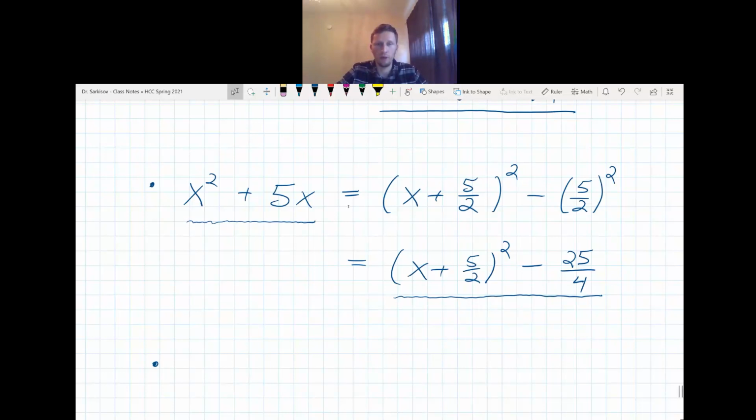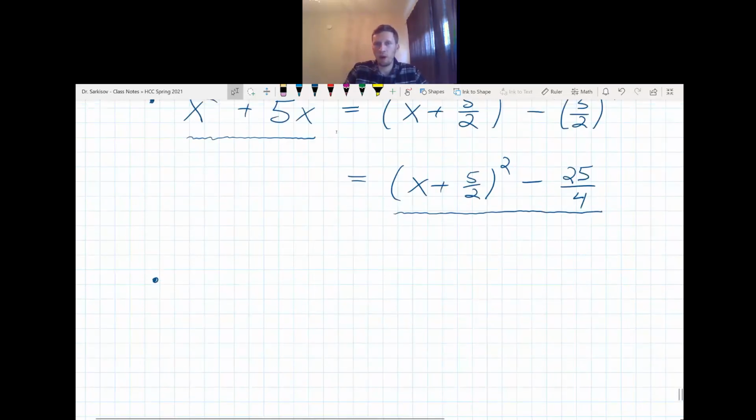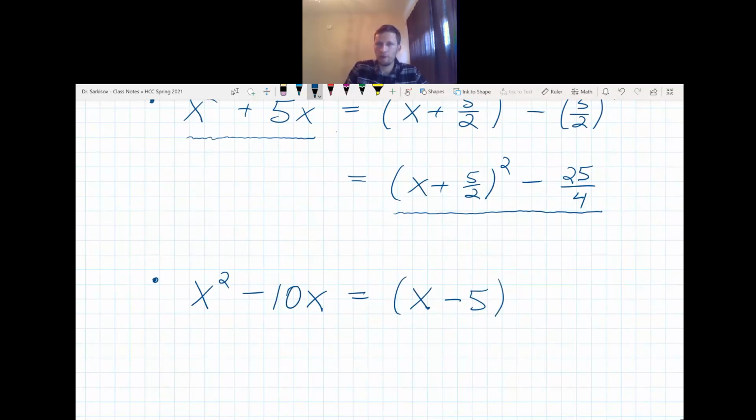Let's do the last one of these, and you'll see why I'm specifically targeting this x squared minus 10x. And I think this is easier than the last one. How do you do this one? X, what's half of the negative 10? Minus 5. You square it. You take away the 5 squared, or the negative 5 squared. It's the same thing, squared is going to be 25. Okay, now we match these up.